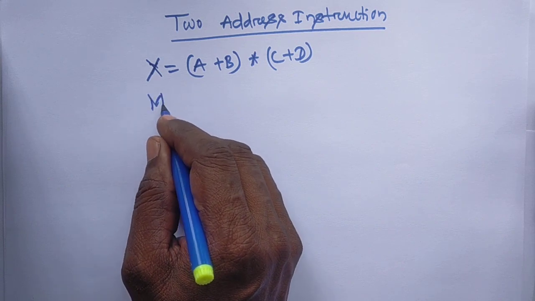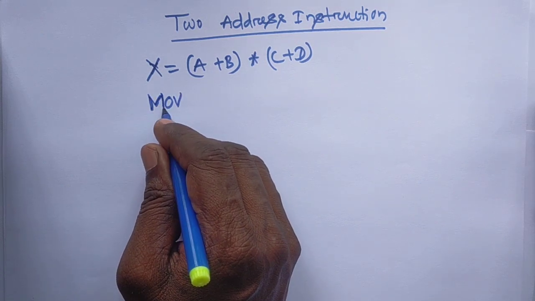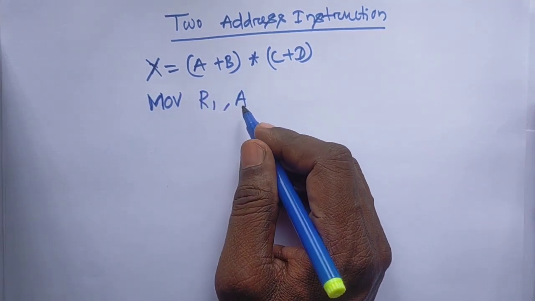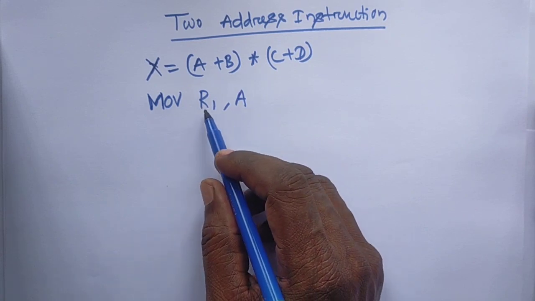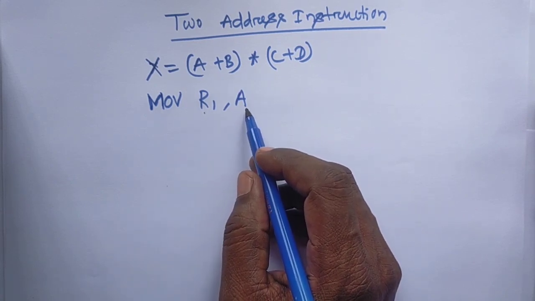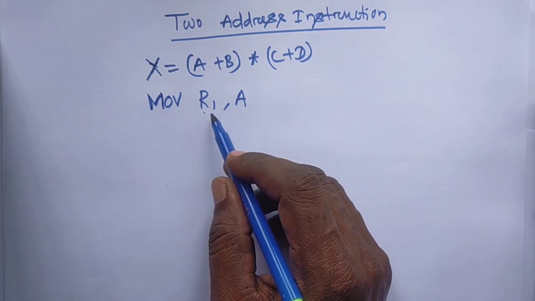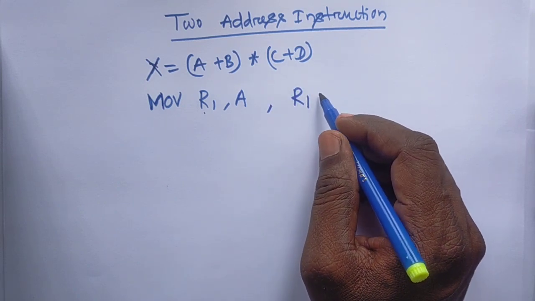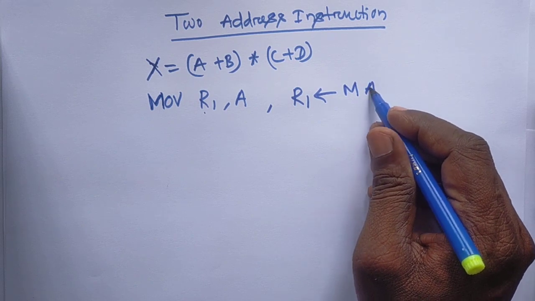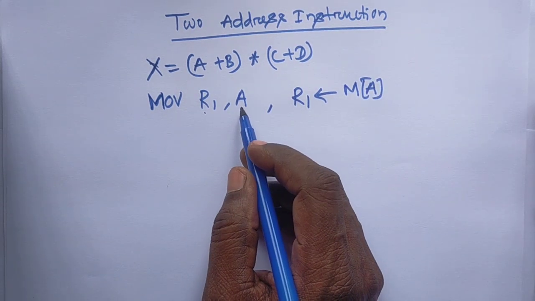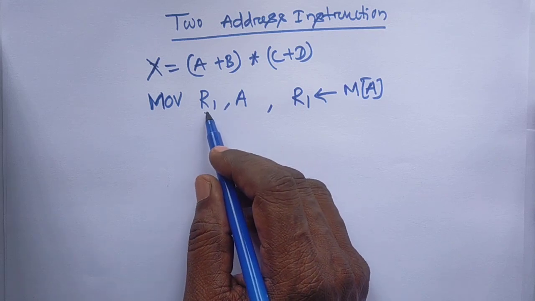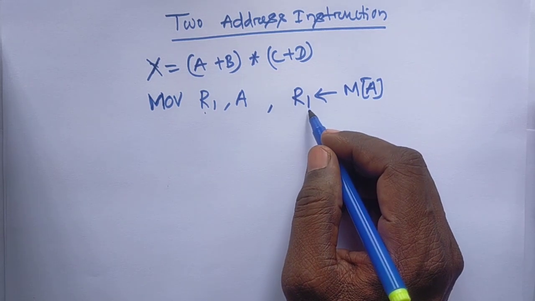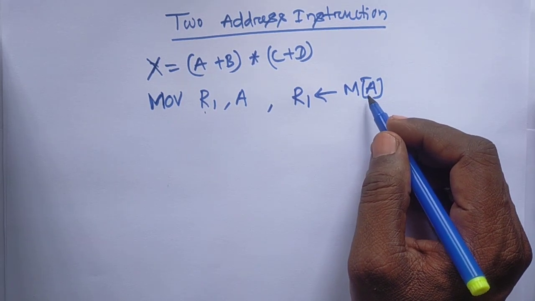Very simple: we use an operation like this, MOV R1, A. Since two operands are required, one is a register and another is memory, so the data of A is transferred to R1. R1 keeps the data of A, because we just move the content of A to R1. So R1 now contains the memory data A.